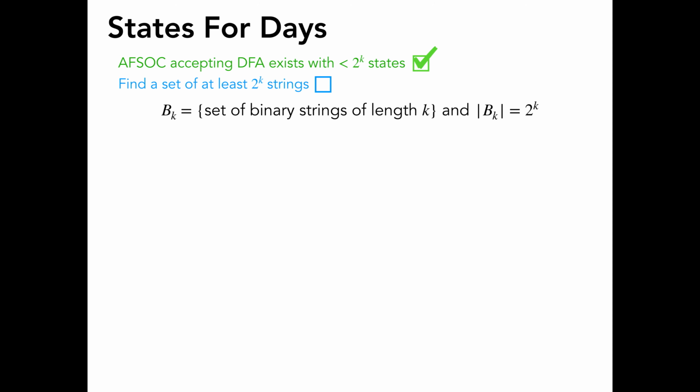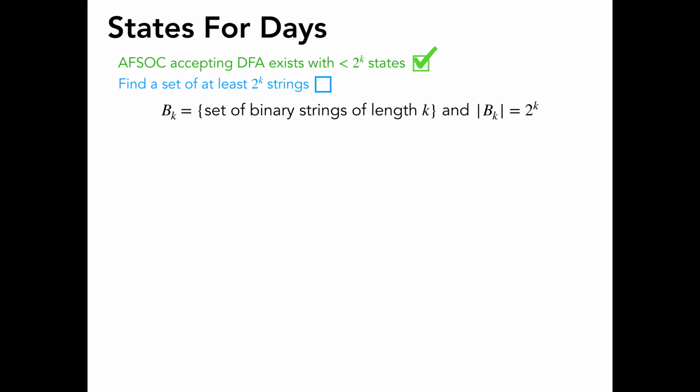Okay, one set we can use is a set of binary strings of length k. We'll denote this set as B_k. Now, the choice of B_k here is motivated by several factors. For example, this problem itself is about binary strings. Also, the cardinality of B_k is 2^k because we have exactly 2 choices for each one of the k characters.